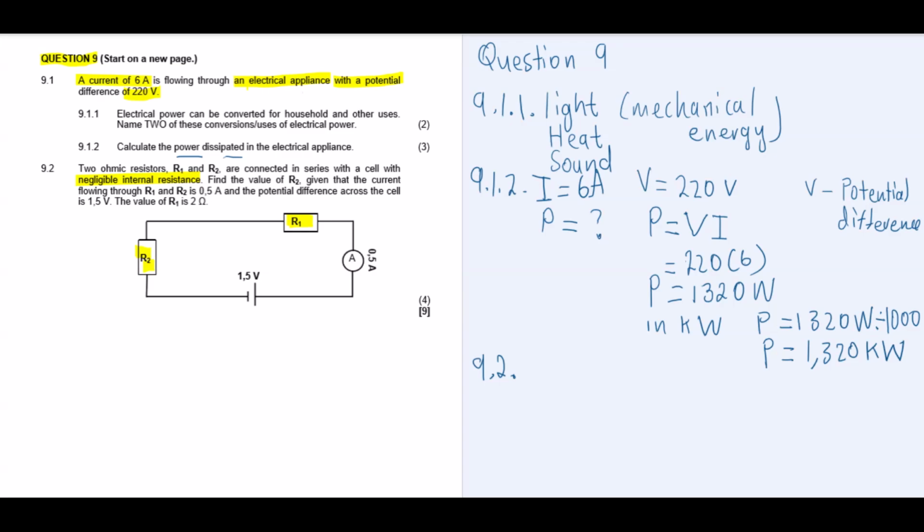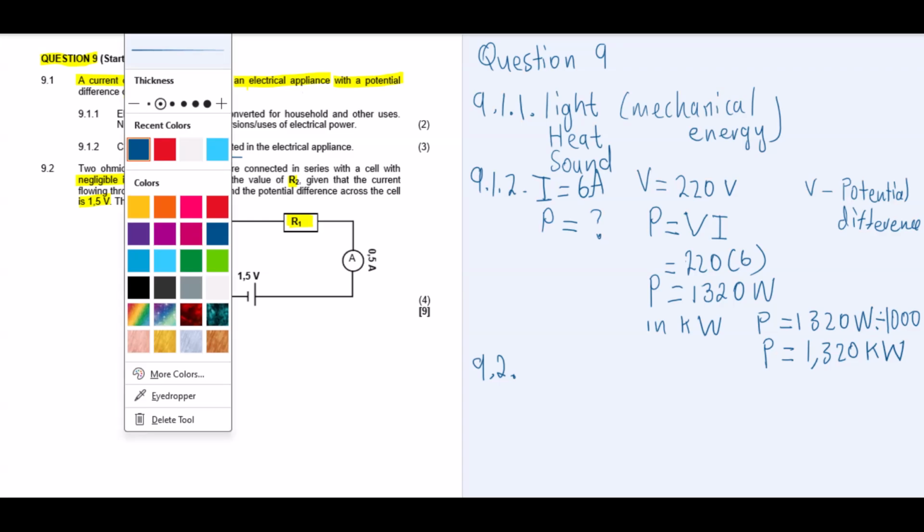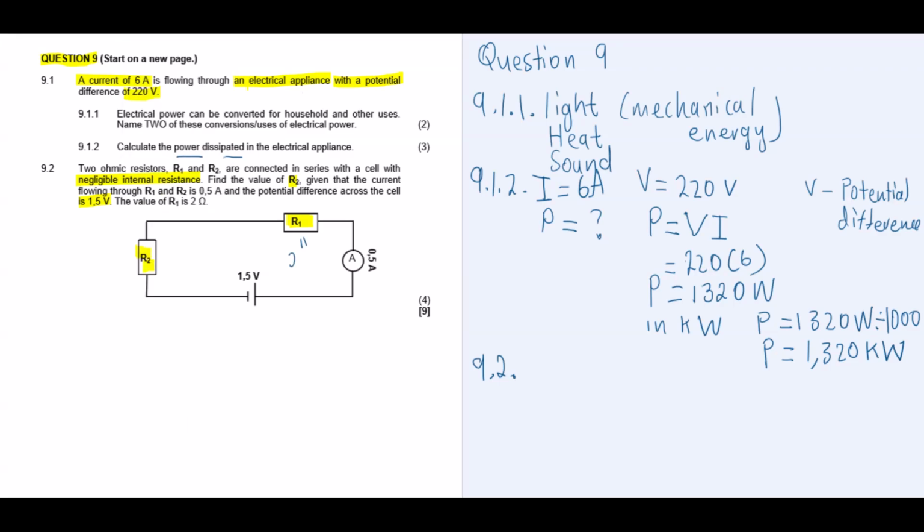But what information do we have here? We have that we have to find R2. So R2 is unknown, given that the current flowing through R1 and R2 is 0.5, and the potential difference across the cell is 1.5. So the value for R1 we do have, it's 2 ohms. But what is the value for this one? We don't know. Right, so we have to be smart here.